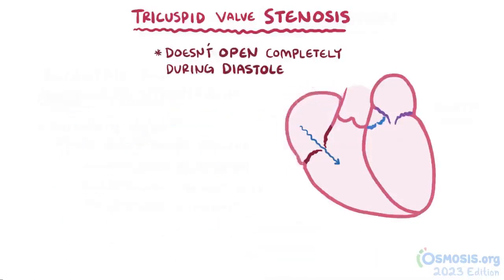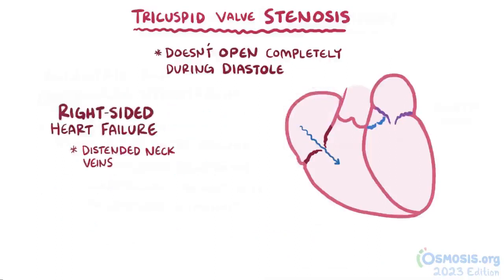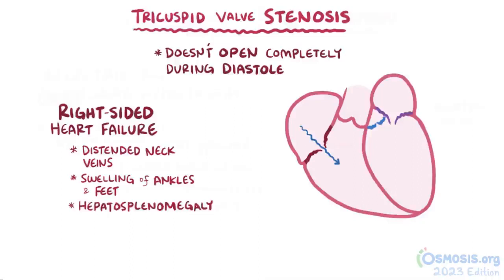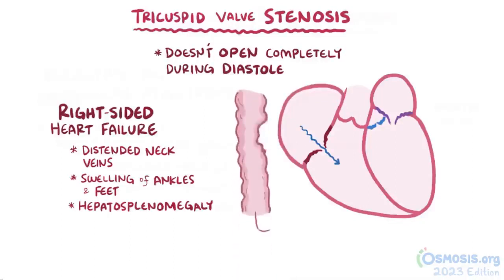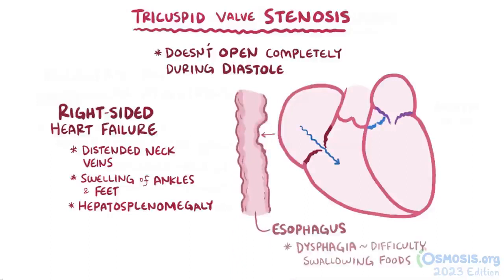Just like regurgitation, tricuspid valve stenosis can lead to right-sided heart failure, which again leads to symptoms like distended neck veins, swelling of the ankles and feet, and blood getting backed up to the liver, which causes hepatosplenomegaly. Finally, thinking about the heart in relation to other structures in the chest, if the atrium dilates and gets really large, it can compress its neighbor, the esophagus. And patients might have dysphagia, which is difficulty swallowing solid foods.